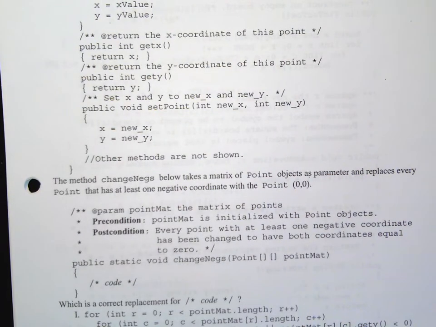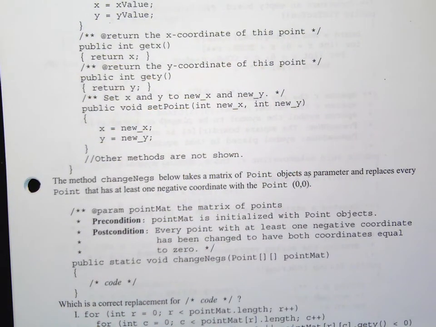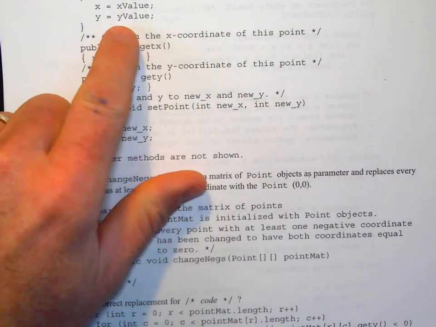Next one is 36. The question is based on the Point class below. And I feel like we had something like this in unit 5, like a Point class. It has an X coordinate and a Y coordinate. They're set to private. They're private instance variables. There's a constructor, right? This is a two-argument constructor.